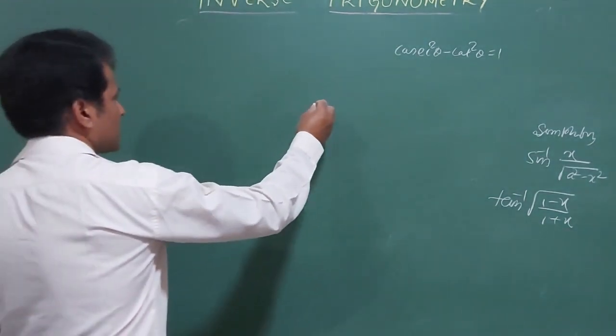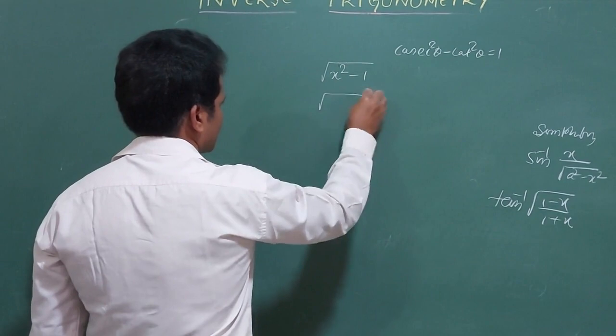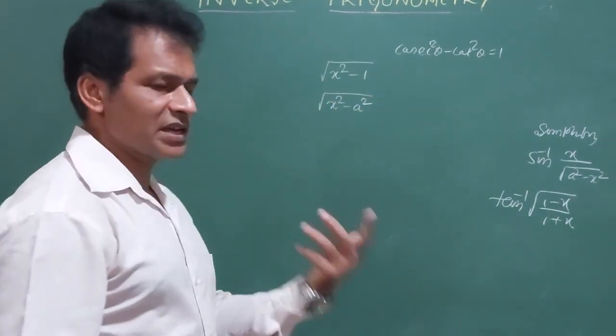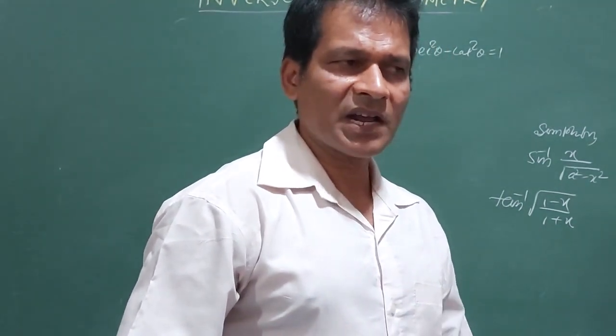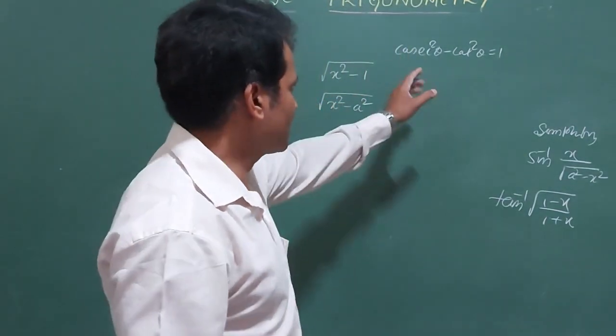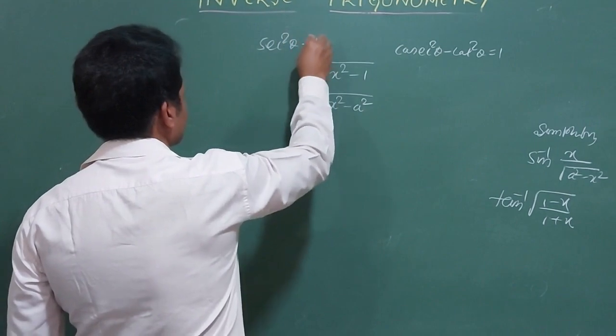Suppose someone gives me under root x square minus 1, under root x square minus 6 square. What must I assume? Again, I cannot take x equal to sin theta here. I cannot take x equal to tan theta. What should I assume? Sec theta or cosec theta. See the formula? The same formula: sec square theta minus tan square theta is equal to 1.